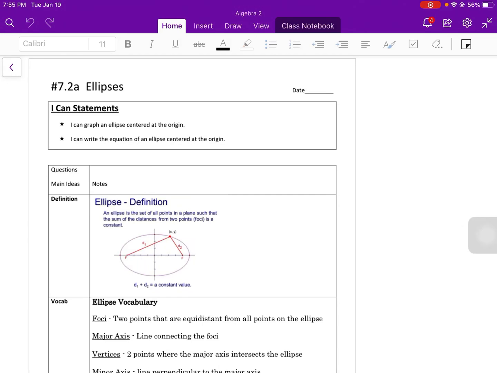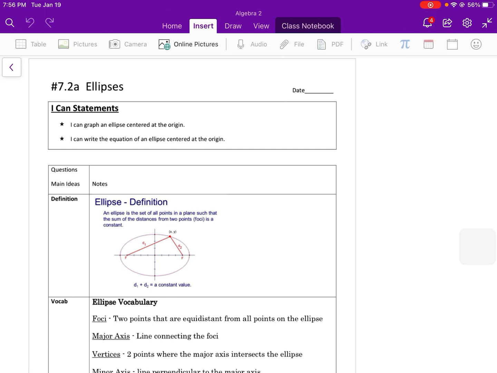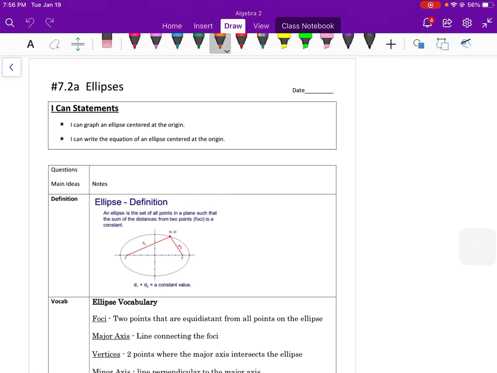So this will be Unit 7, Section 2A, and this will have to do with ellipses. An ellipse, as you can see down here, is more of an oval shape, and we'll get into why that is in a sec. We will be able to graph an ellipse centered at the origin. In all of these examples today, they will be centered at the origin, so again, that's where our h, k is 0, 0. And then we will be able to write the equation of an ellipse centered at the origin. It's pretty similar to circles, but it's going to look a little different with the equation.